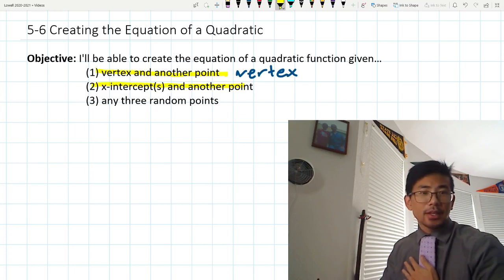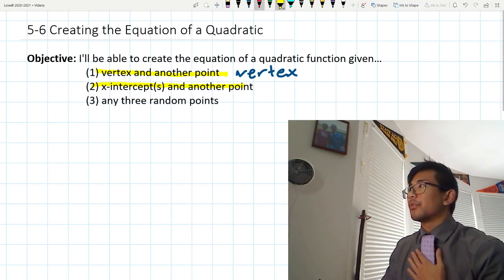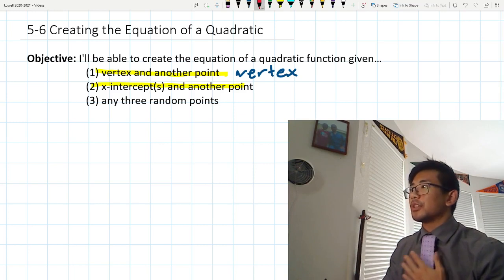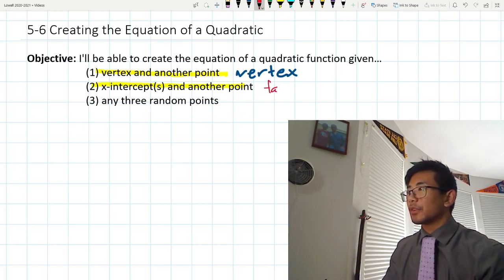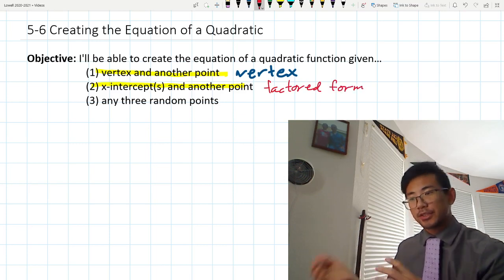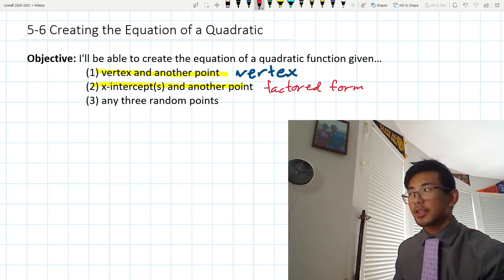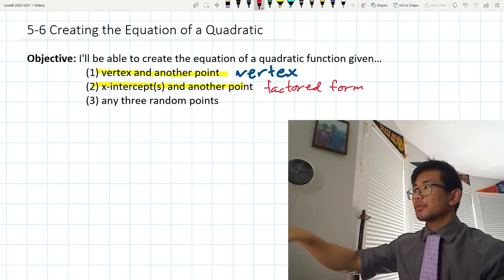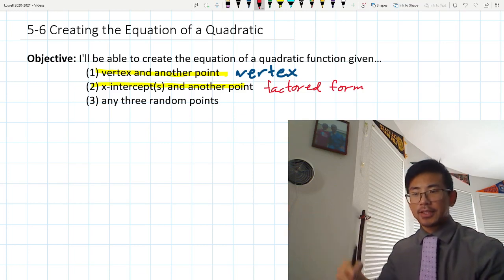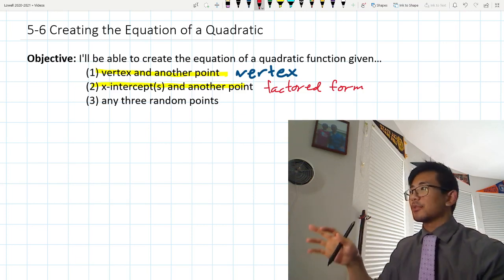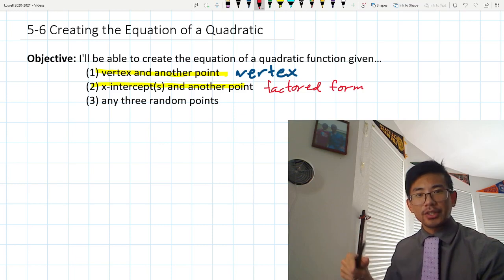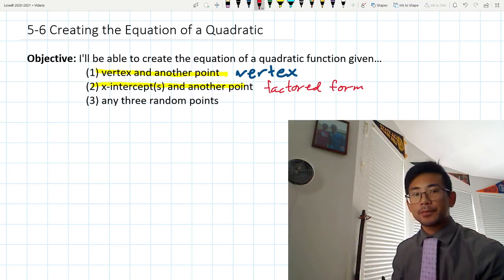Similarly, we could do the same thing with the x-intercepts. If we know the x-intercepts, we could use our factored form. Remember, x minus the first x-intercept times x minus the second x-intercept. Similar problem, though, to if we know only the vertex: I don't know its orientation. And with the x-intercepts, you also don't know its orientation. So you would need to know another point.